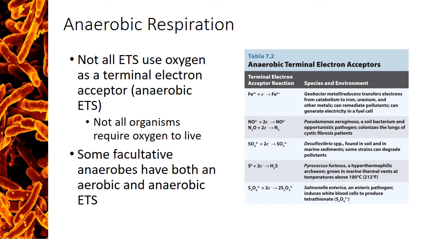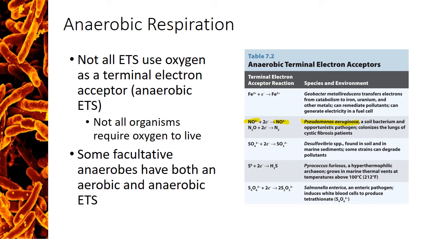This table gives some examples of organisms that use anaerobic electron transport chains and what their products are when they do. For example, Pseudomonas aeruginosa, which is normally a soil bacterium but can also be an opportunistic pathogen, especially in cystic fibrosis patients, are able to use nitrates as their terminal electron acceptor. When those pick up electrons, it's going to form nitrites. If this organism did not have nitrate, it would not be able to run the electron transport chain, and thus it would either die or it would have to rely on fermentation, depending on its other metabolic capabilities.